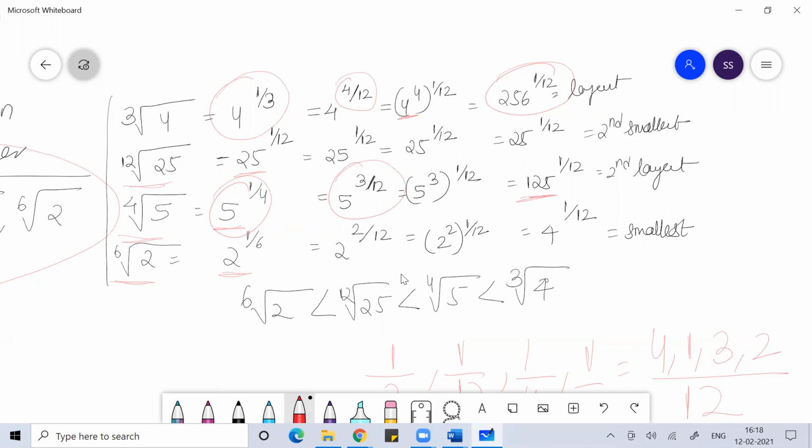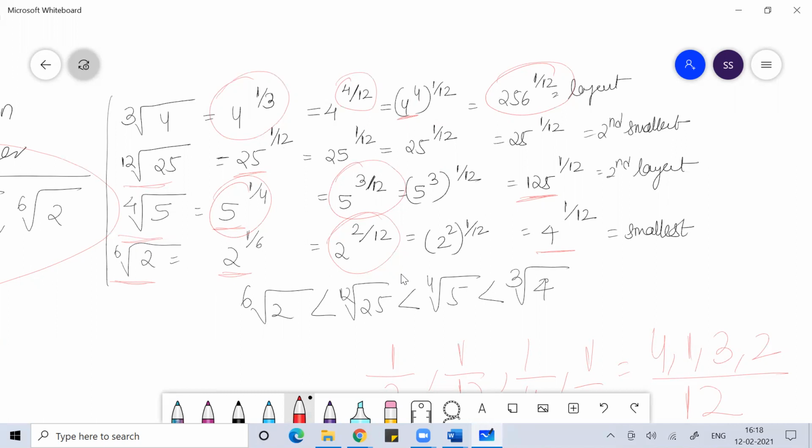Similarly, 2 to the power 1 by 6, I wrote as 2 to the power 2 by 12. And this I wrote as 4 to the power 1 by 12. Now it has become very crystal clear for me to determine which number is bigger and which number is smaller, because all the numbers have the power 1 by 12. So now I can easily compare which is smaller and which is bigger.